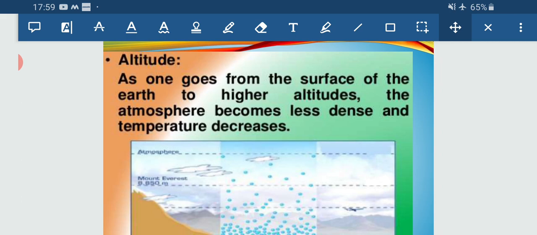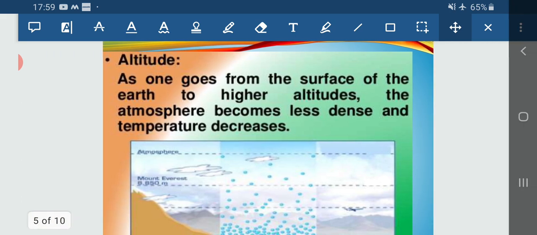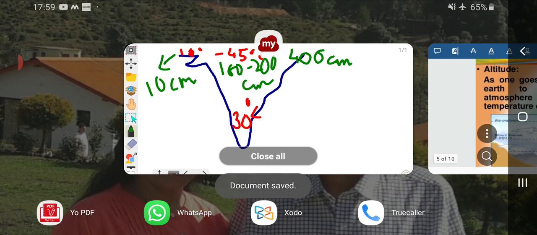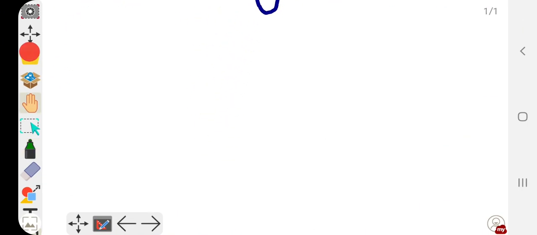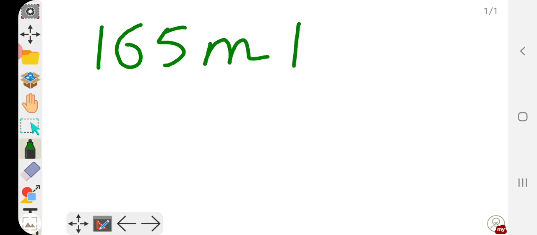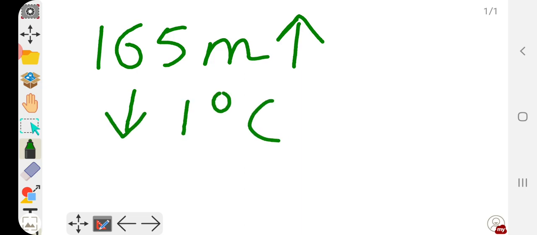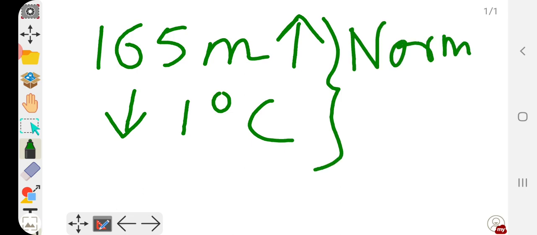With every ascent of 165 meters, there is a fall of 1 degree Celsius. I am just using my whiteboard to write this part. With every ascent of 165 meters, that means with an increase of 165 meters, there is a decrease of 1 degree Celsius, and this is termed as the normal lapse rate.